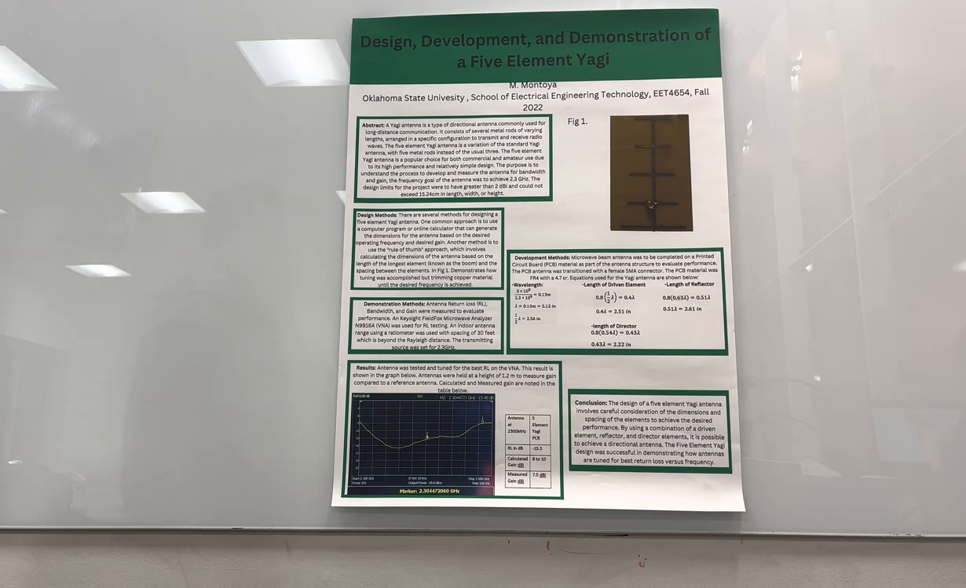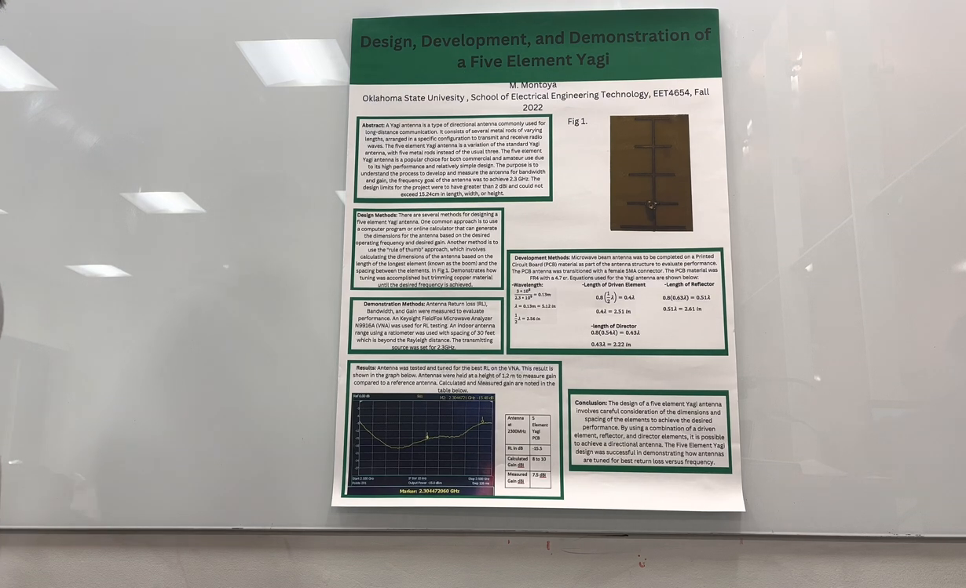This is the design, development, and demonstration of a 5-element Yagi. A Yagi antenna is a type of directional antenna commonly used for long-distance communication. It consists of several metal rods of varying lengths, arranged in a specific configuration to transmit and receive radio waves. The 5-element Yagi antenna is a variation of the standard Yagi antenna with 5 metal rods instead of the usual 3.